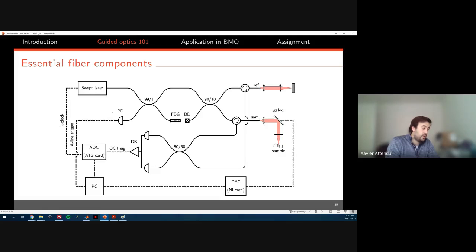So in your OCT class, you talked undoubtedly about swept source OCT, where the laser is sweeping across the wavelengths. If the light comes out of this laser, what you have here is a 99-1 coupler, meaning that 99% of the light will go into this top branch, and 1% of the power will go into this bottom branch.